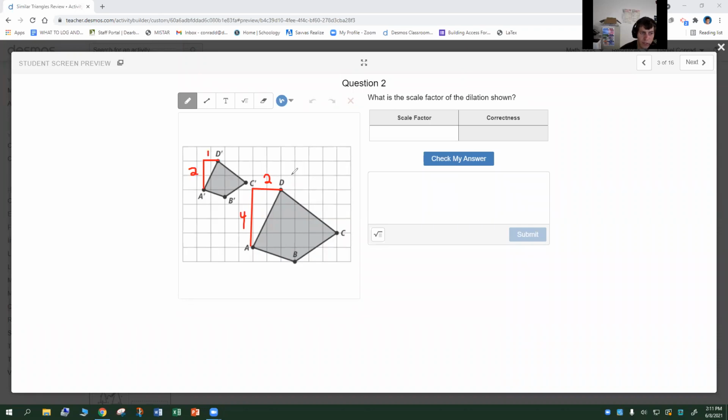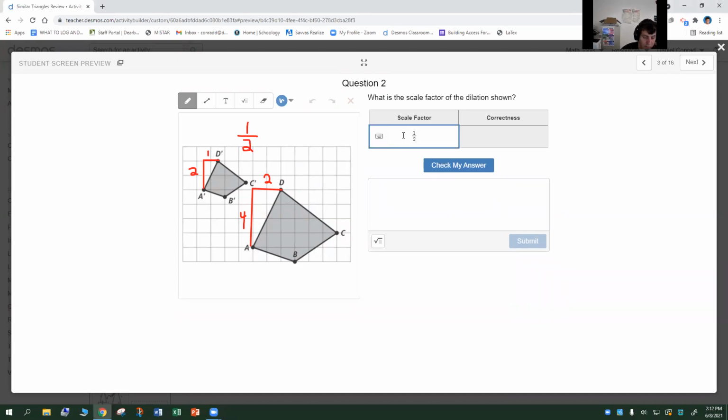Okay, so we could find the distance from A to D and A prime to D prime using the distance formula or the Pythagorean theorem. But we can see here that we have to go half the distance, right? Instead of going up 4, we're only going up 2. And instead of going right 2, we're going right 1. So we're going half the distance, so our scale factor is going to be 1/2. Probably written as 0.5. Or they accepted 1 over 2. Okay, 0.5.